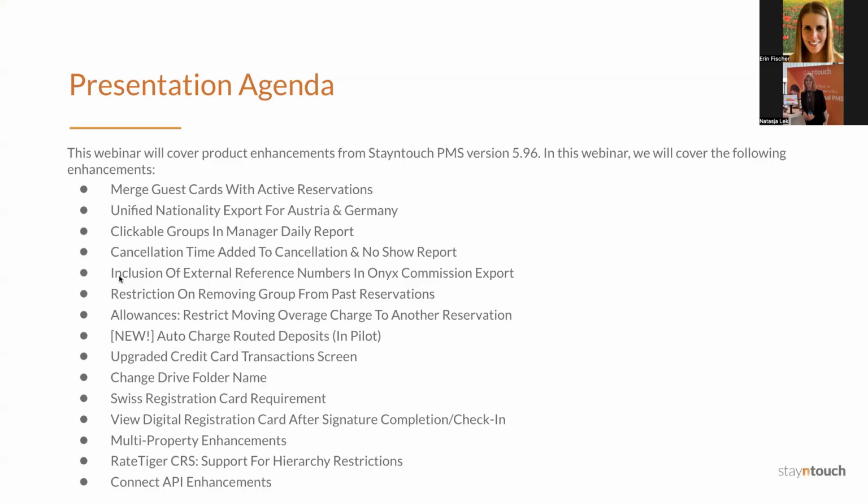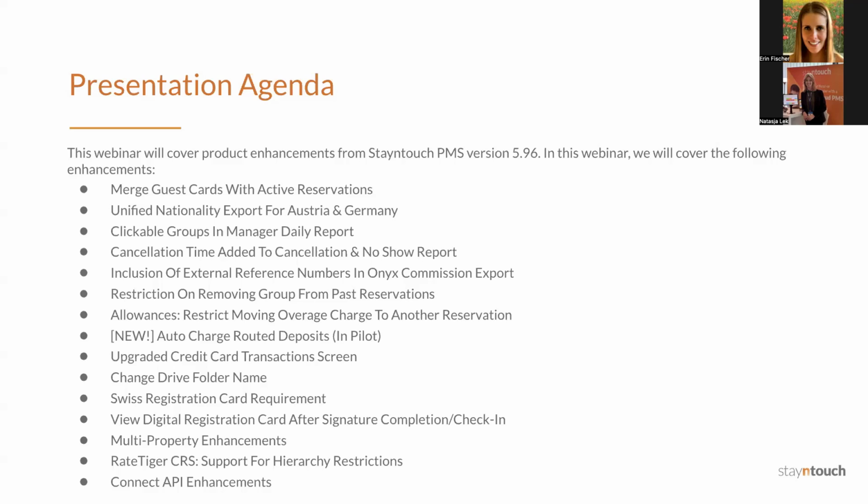Today's presentation will cover how you can get the most out of the Stayntouch PMS version 5.96 product release. In this webinar, we will cover the following enhancements: merge guest cards with active reservations, unified nationality export for Austria and Germany, clickable groups in the Manager Daily Report, cancellation time added to the cancellation and no-show report, inclusion of external reference numbers in the Onyx commissions export, restriction on removing groups from past reservations. For allowances, we now restrict moving an overage charge to another reservation.